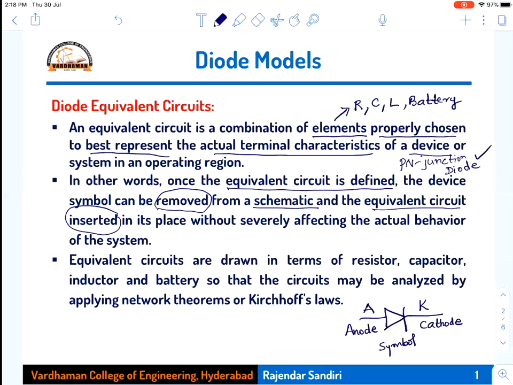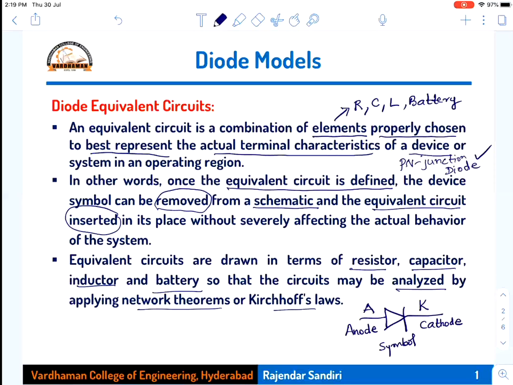So equivalent circuits are drawn in terms of resistor, capacitor, inductor, and battery, so that the circuits may be analyzed by applying the theorems or Kirchhoff's laws. The purpose of the equivalent circuit is that we replace the diode with its equivalent circuit. Then only can we further analyze that particular circuit to find the unknown parameters. That is the purpose why diode models or diode equivalent circuits are defined. Now, how can we represent this diode?